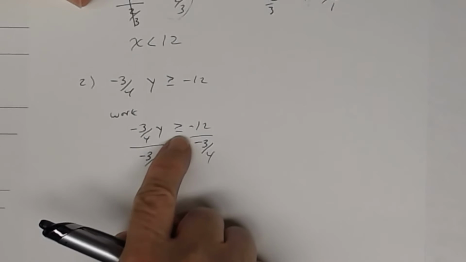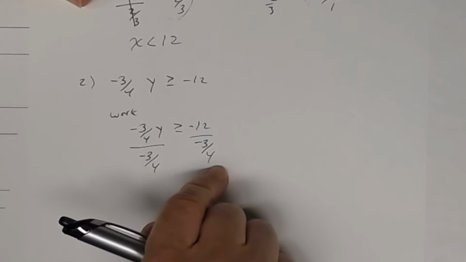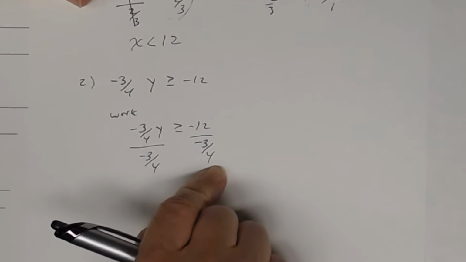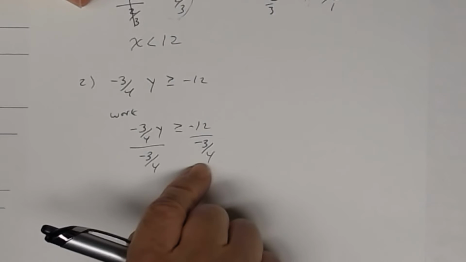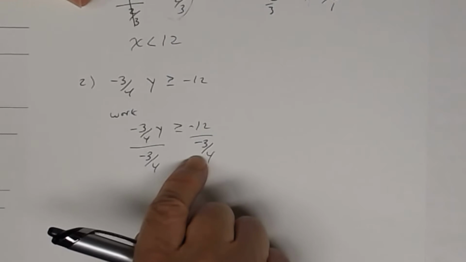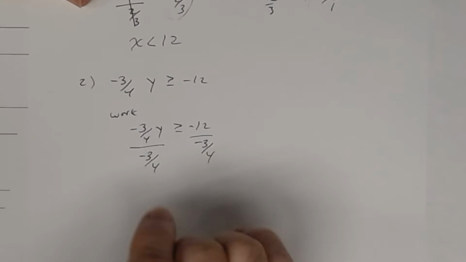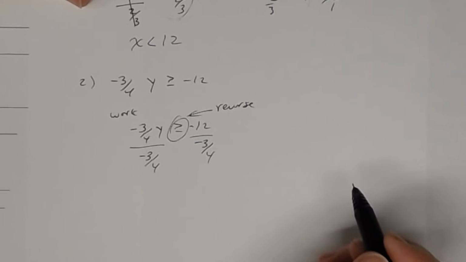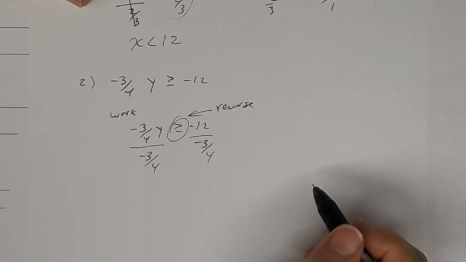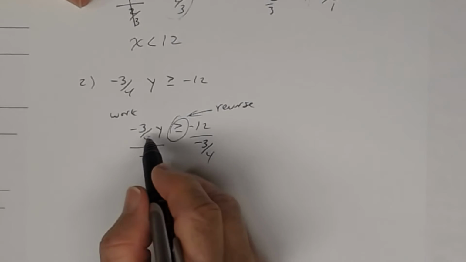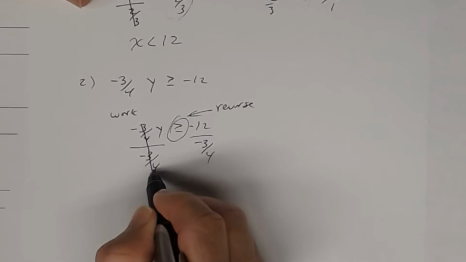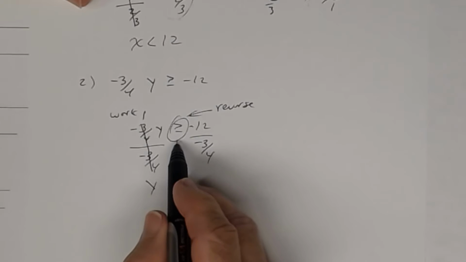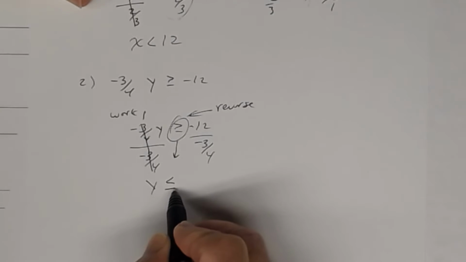Look, I'm dividing an inequality by a negative number, right? So remember that property: when you multiply or divide both sides of an inequality by a negative number, in this case I'm dividing by a negative number, you must reverse the inequality symbol. You must reverse the inequality symbol. Okay? So when I reduce this, negative 3/4 divided by negative 3/4 is 1. 1 times y is y. But now this becomes less than or equal to.